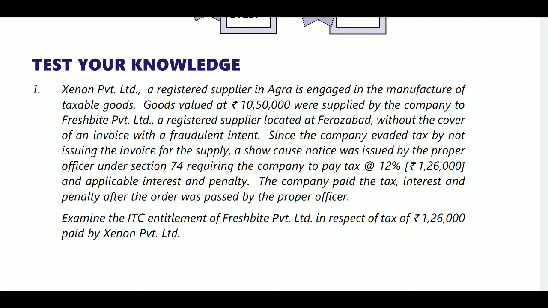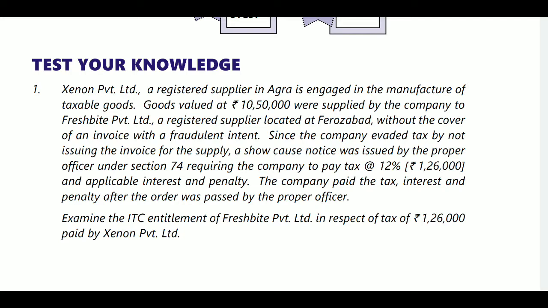A show cause notice was issued by the proper officer under section 74, requiring the company to pay tax at the rate of 12%, that is 1,26,000, and applicable interest and a penalty. The company has paid the tax, interest and penalty after the order was passed by the proper officer. Examine the ITC entitlement of Fairshade Private Limited in respect of the tax of 1,26,000 paid by Gen Private Limited.